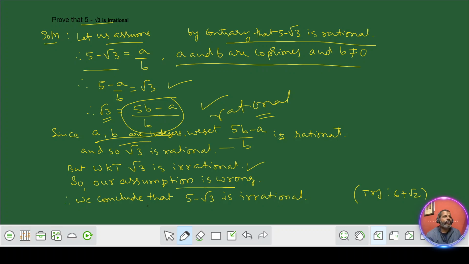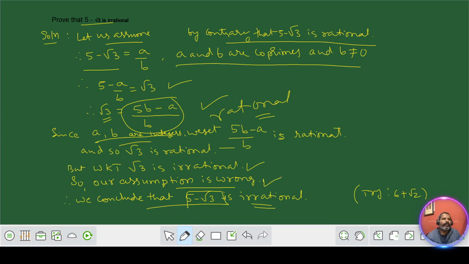Our assumption is wrong. So we conclude 5 minus root 3 is an irrational number. Clear? These steps are very simple. The only thing is you have to separate the root numbers on one side and non-root numbers on the other side. We say the right hand side is always a rational, so is the left hand side. But the left hand side, whatever it is, now in this case root 3, is always irrational.